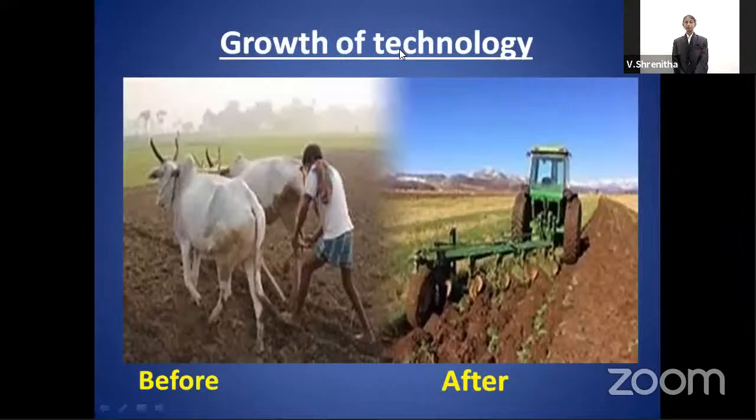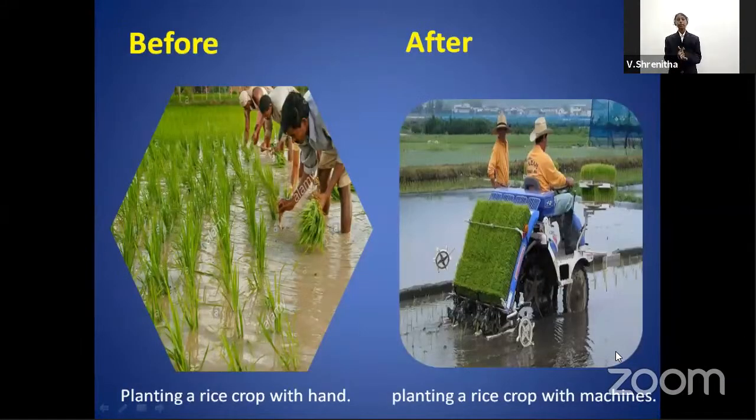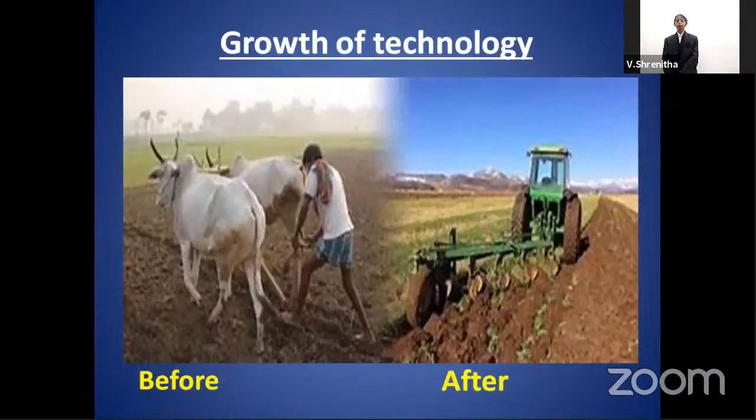Now, let us look at the conclusion. We all know that different types of technologies are available for farmers. Because our topic is technology growth in agriculture, the matter we need to cover in today's class is how technology has grown from olden days to modern times. So you can see on the screen.